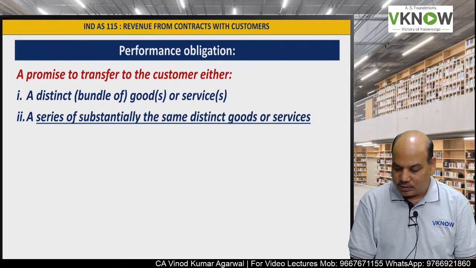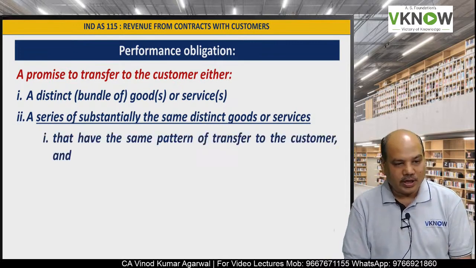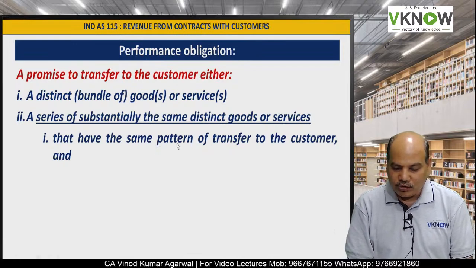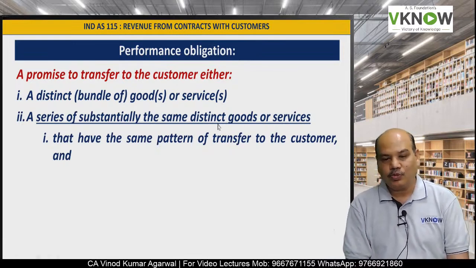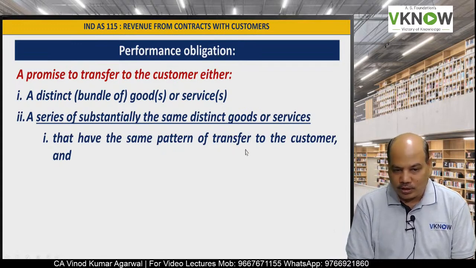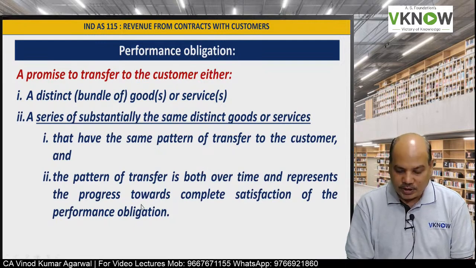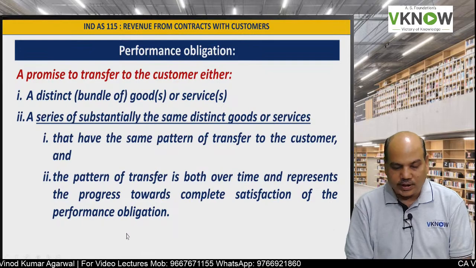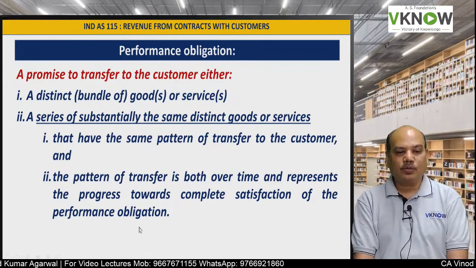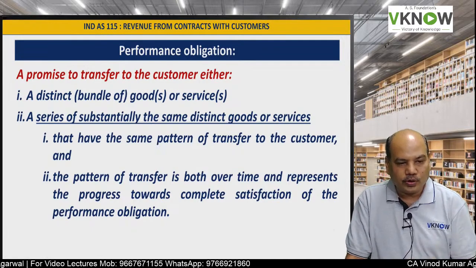I may deliver it over a period of time. Per month I may deliver 100, 200. So a series of substantially the same goods or services that have the same pattern of transfer to the customer, and the pattern of transfer is both over time and represents the progress towards complete satisfaction of the performance obligation, like delivering goods in lots over a period of time.